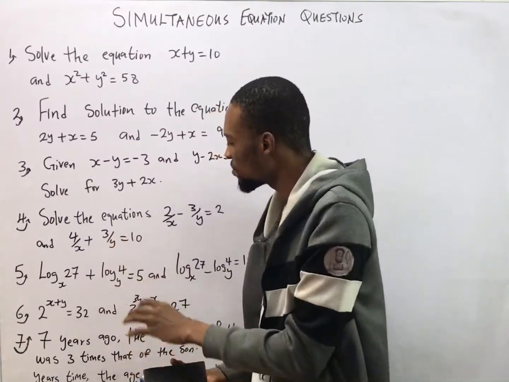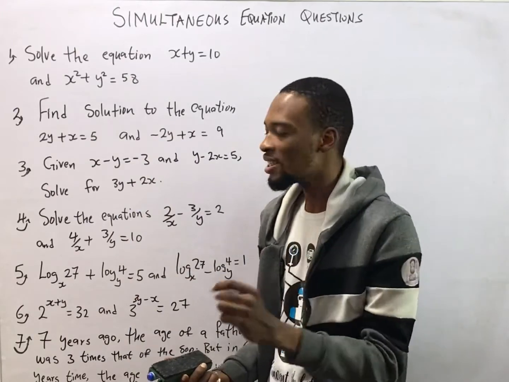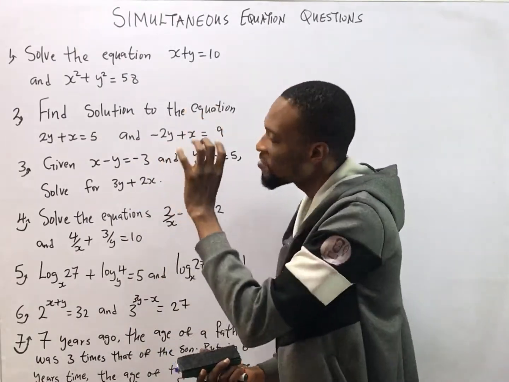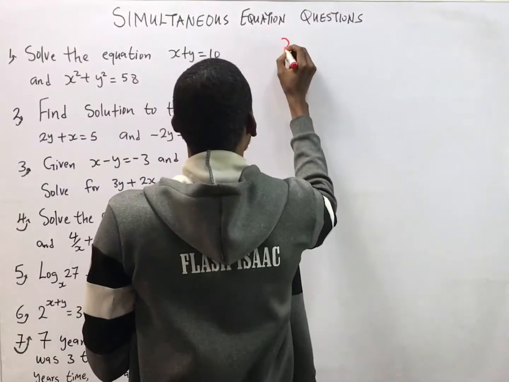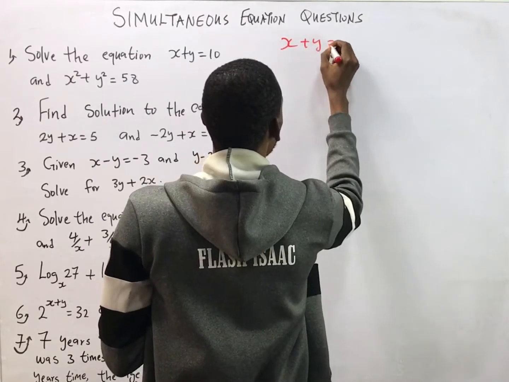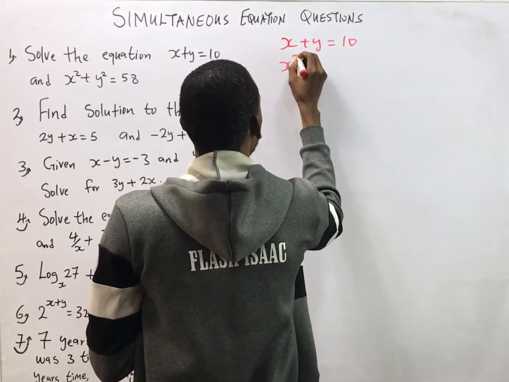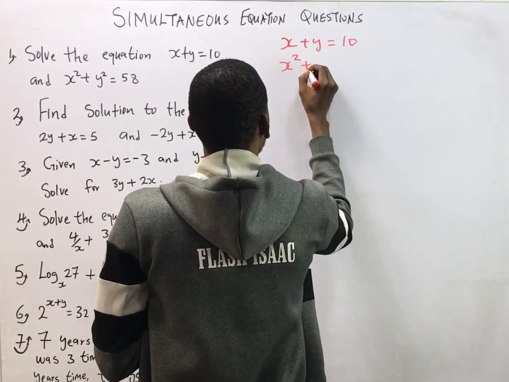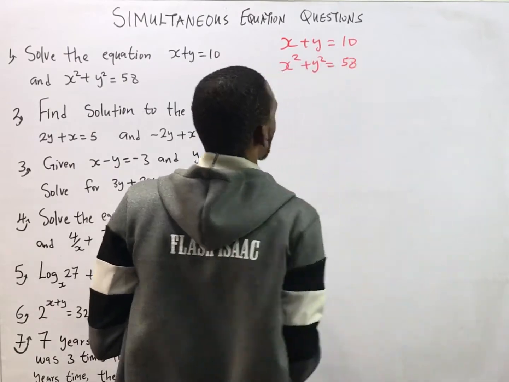I've explained logarithm, indices, and all these basics. So our business today is to solve these 7 types of simultaneous equation questions you come across. The first equation says x plus y equals 10 and x squared plus y squared equals 58.